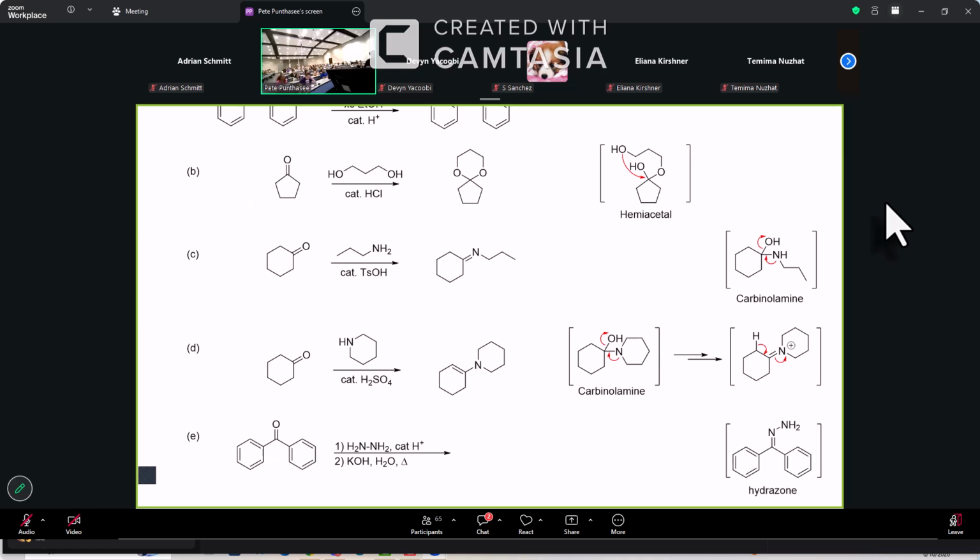Okay. And the last step is the Wolff-Kishner step right here, the second step. Nitrogen will leave as nitrogen gas, the two nitrogens right there. Do elimination twice. You end up with just an alkane.